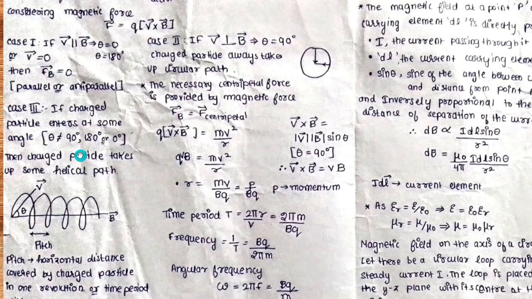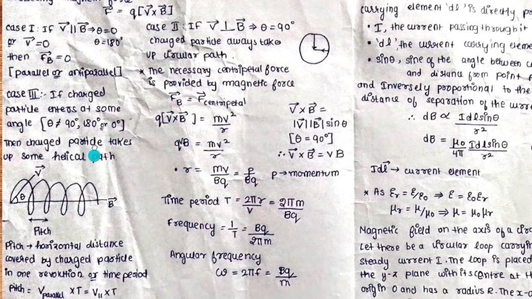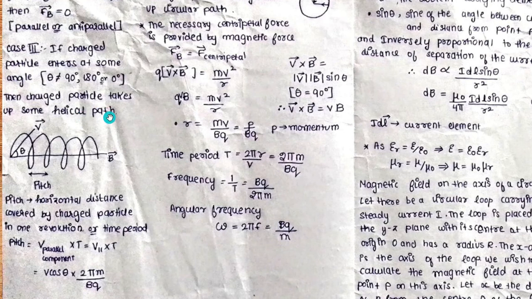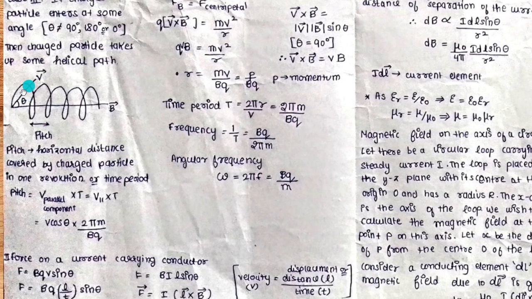Third case, what if it is neither 0, 180, nor 90 degrees? Some random angle like 60 or 30 degrees. Then the charged particle takes up some helical path. Now what is a helical path? This kind of structure is known as the helical path. This is the velocity vector, and this is the magnetic field vector.